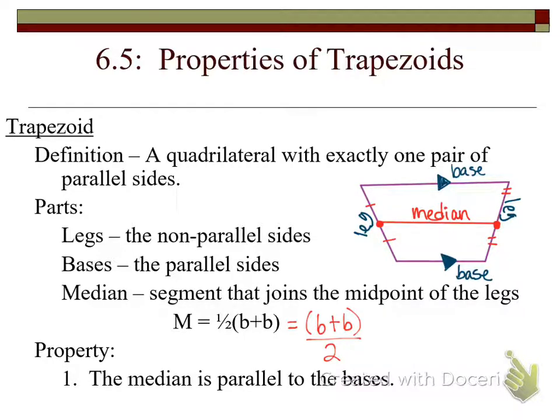The property there is a little hard to read with the icon in the way. The median is parallel to the bases. So I could also put one little parallel triangle on the median, because that median also needs to be parallel to the bases.